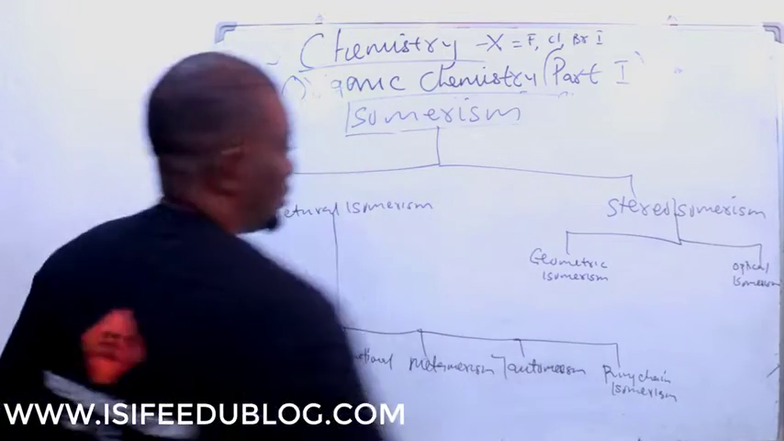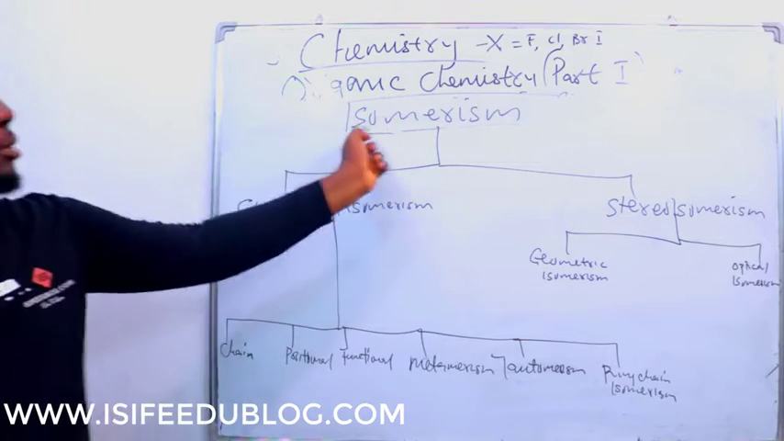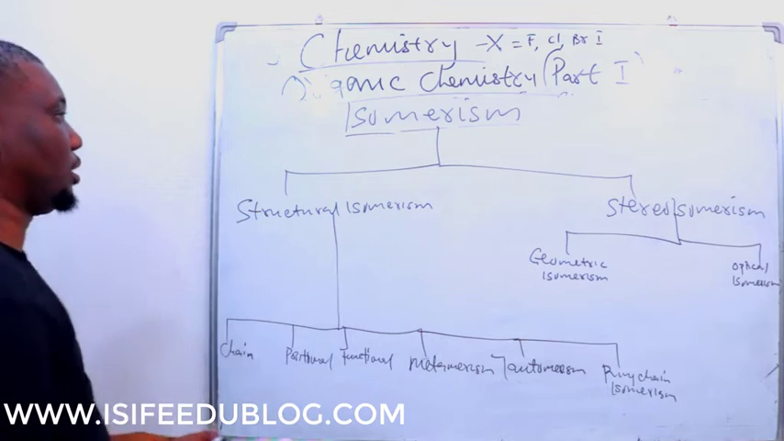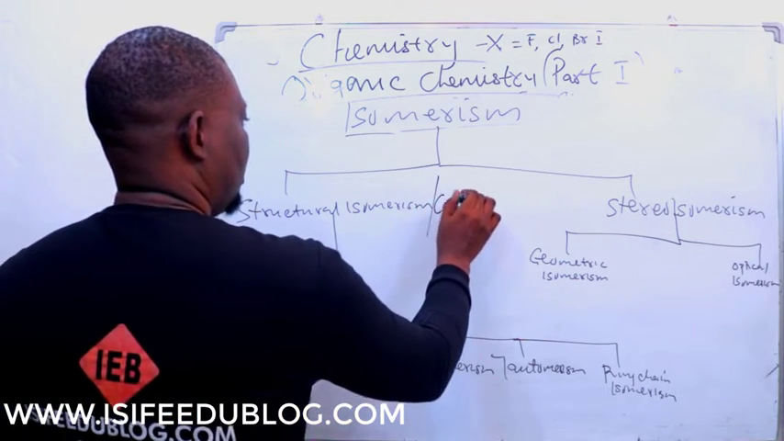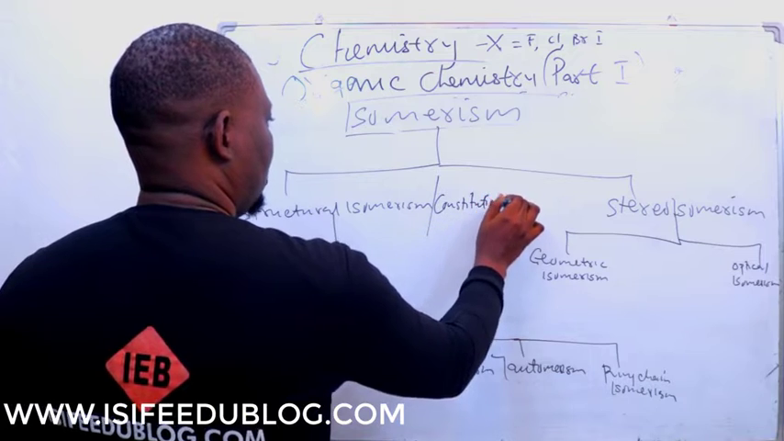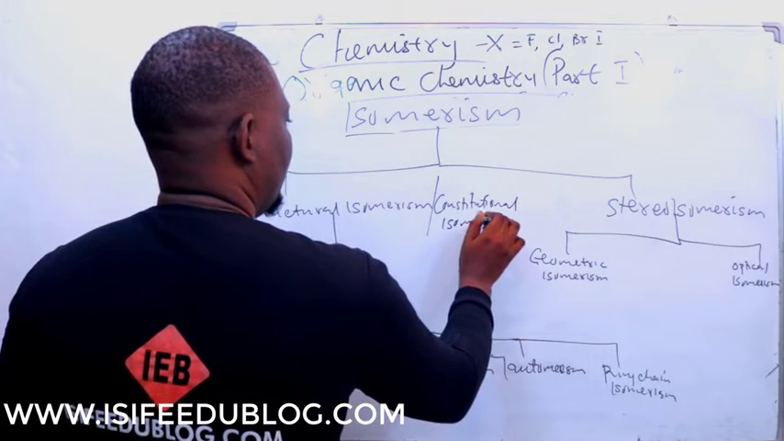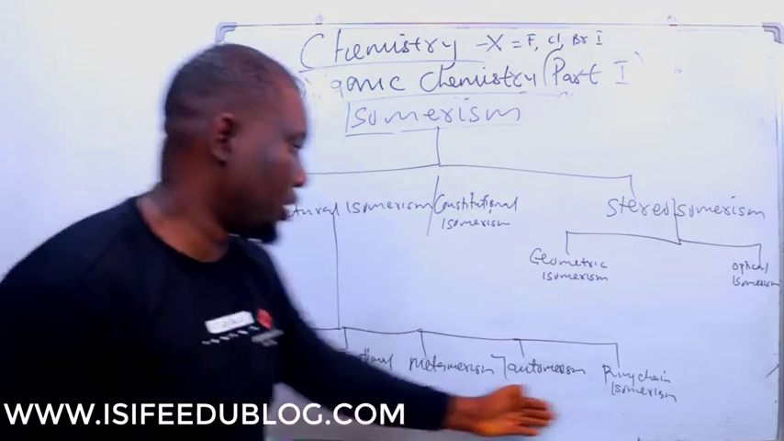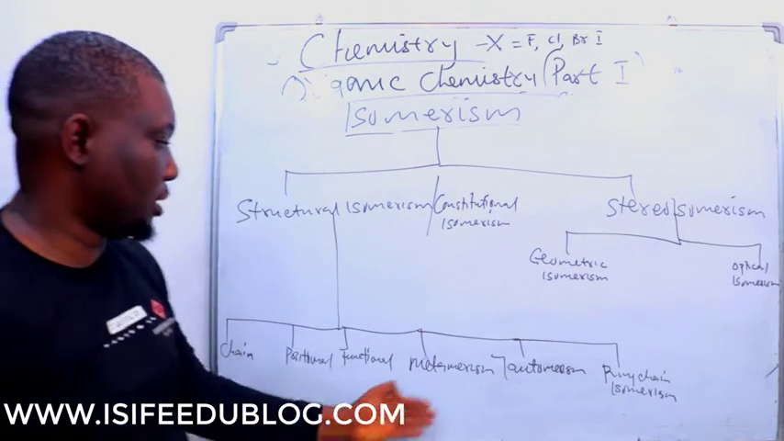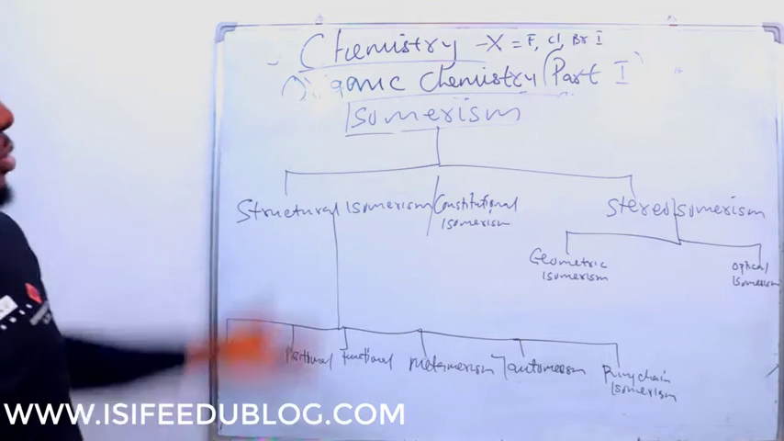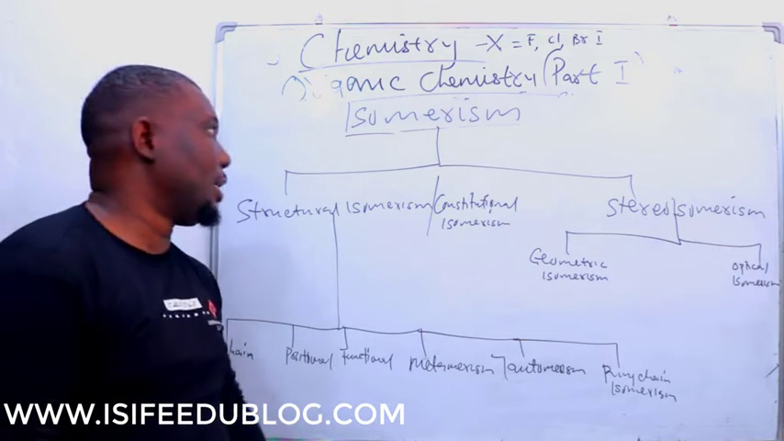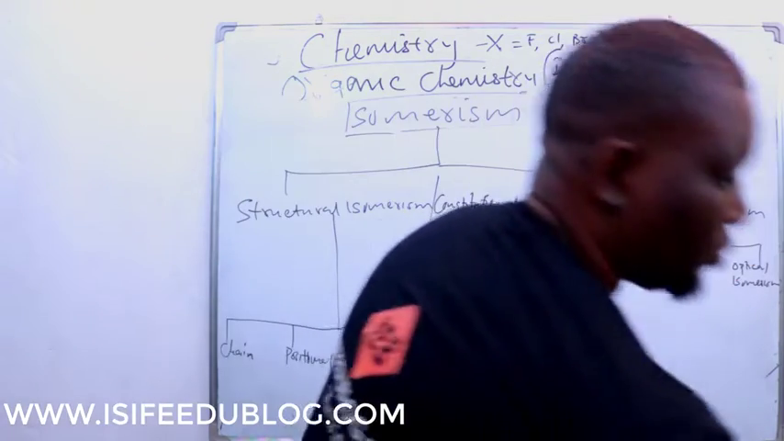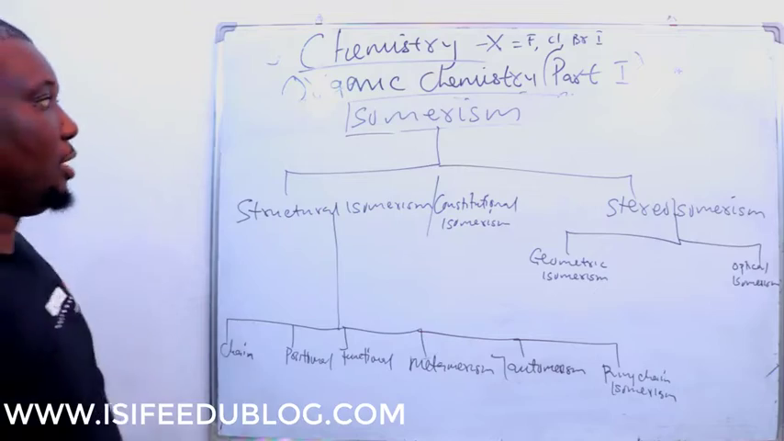Okay, so isomerism is structural or stereoisomerism. Structural isomerism, we also call it constitutional isomerism. There are 6 types of constitutional: chain, positional, functional, metamerism, tautomerism, and ring chain. So let's take it one after the other. Structural isomerism. What is structural isomerism? You can pause the video and answer the question.